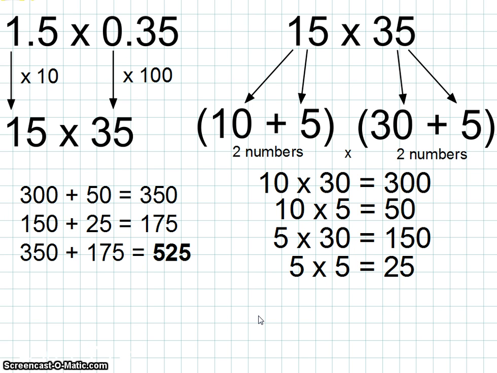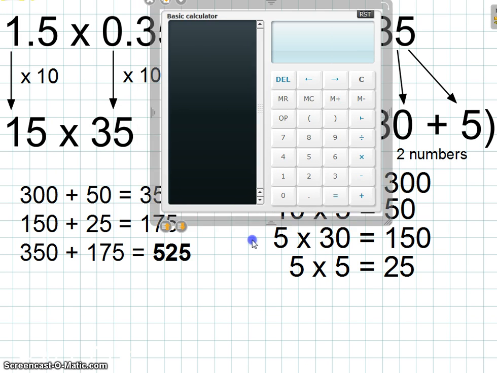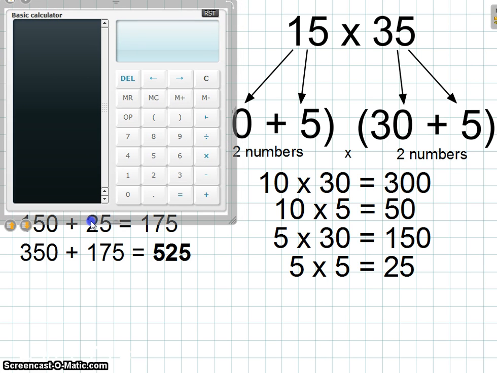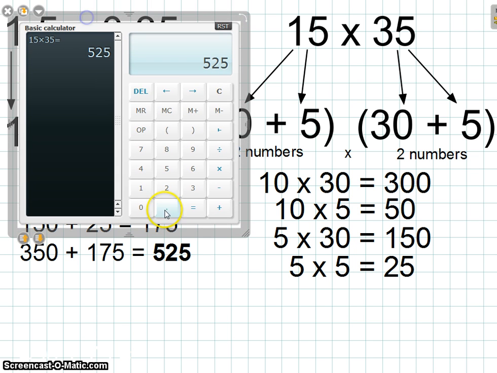And I might just bold that because that's our final answer. So what does 525 mean? Well, that is the product of 15 times 35. And what I might just do very quickly is take out a calculator and quickly check. So let's try 15 times 35 equals 525. So I think so far we're doing well. The answer does seem to be correct.